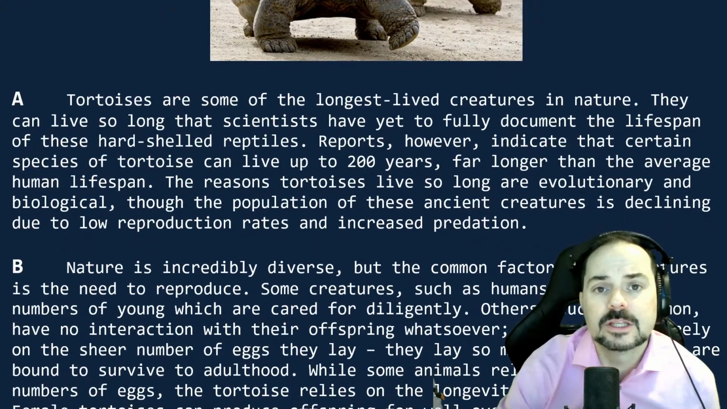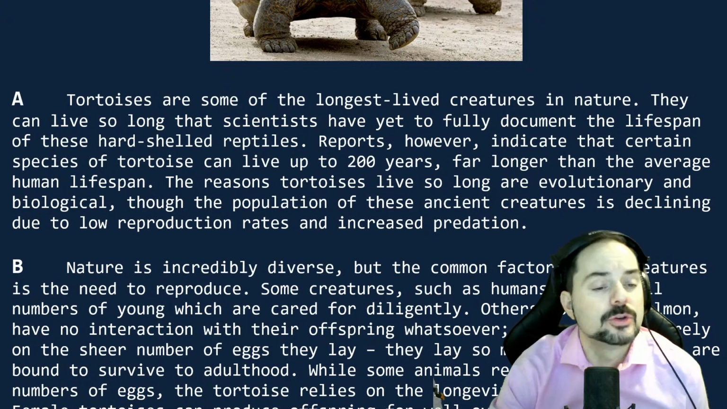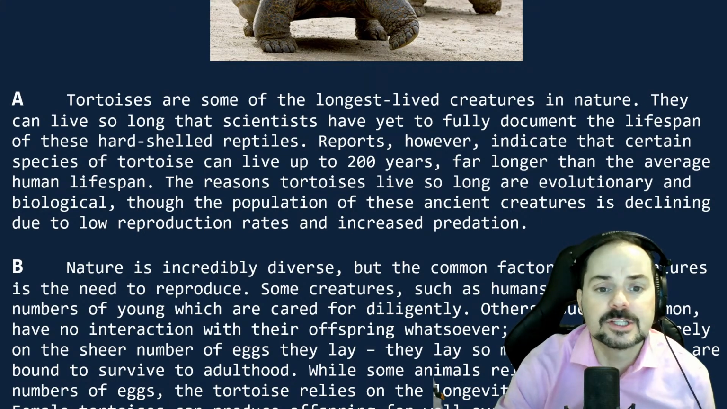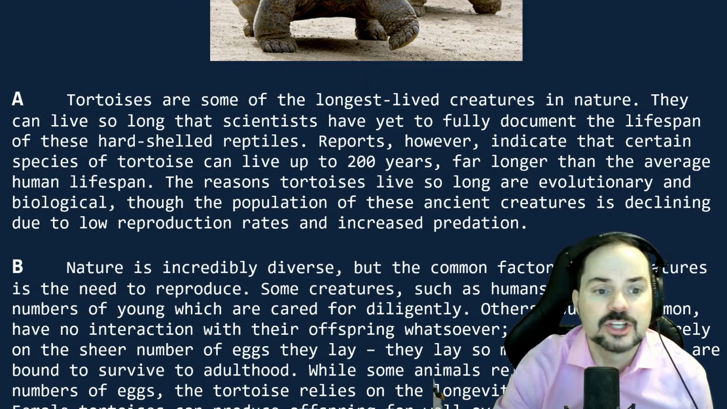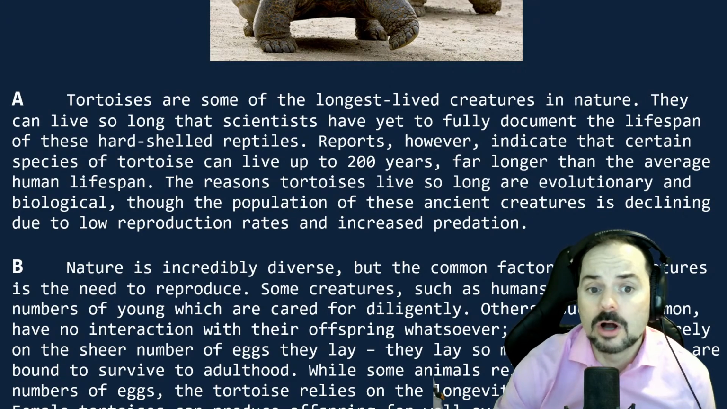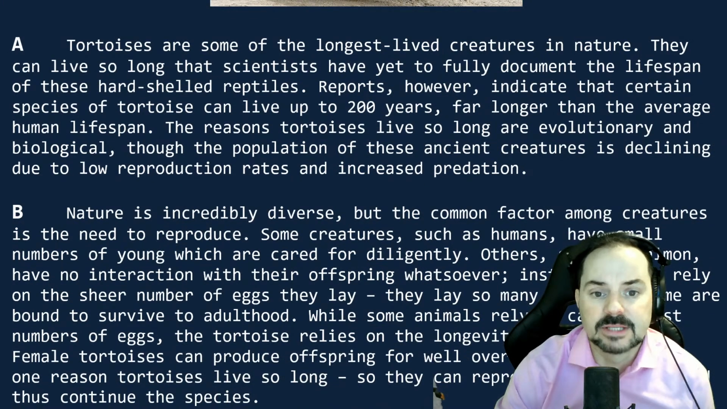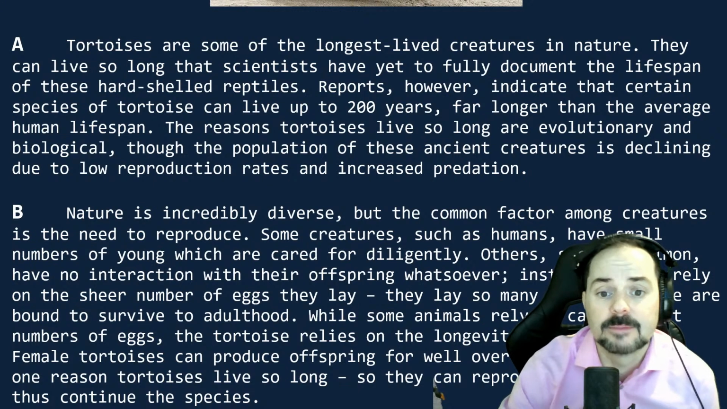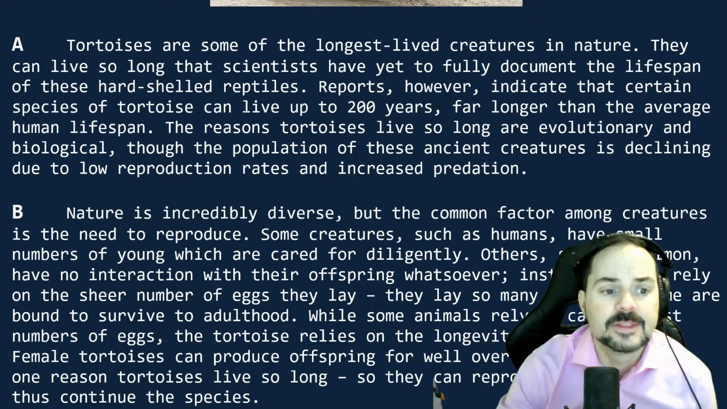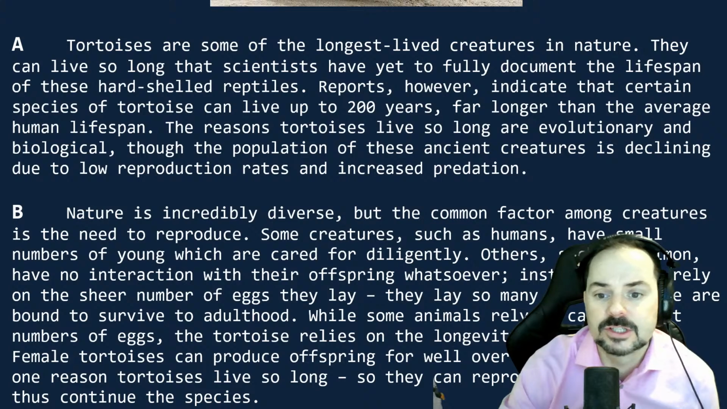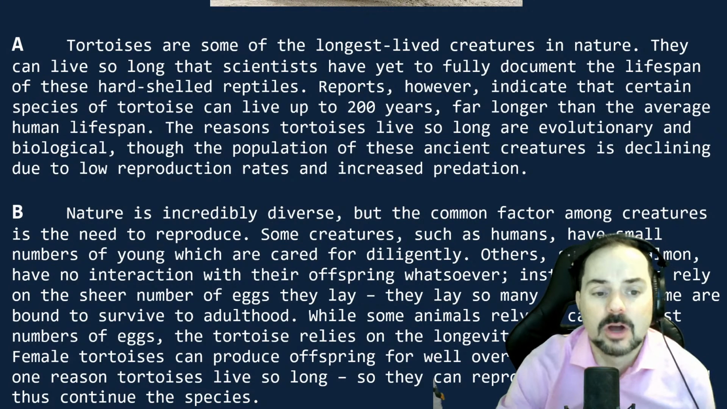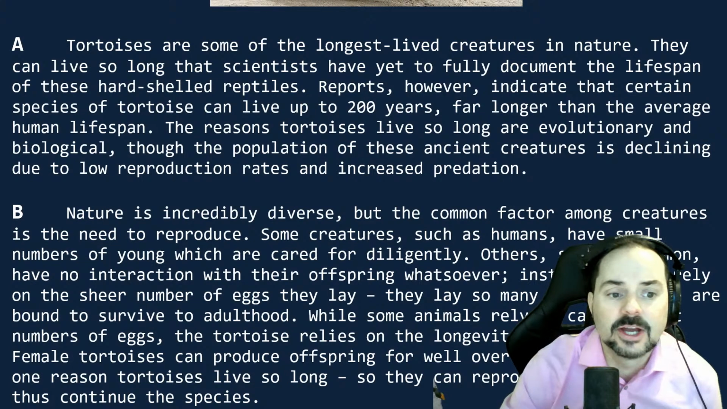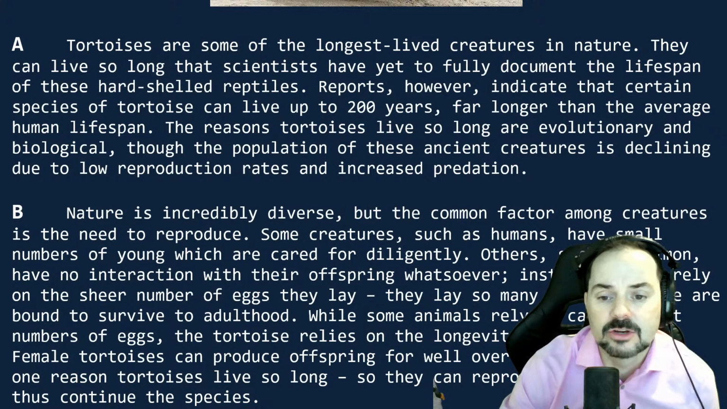Here we go. Again, read this introductory paragraph with me and I'll show you. So A, tortoises are some of the longest lived creatures in nature. They can live so long that scientists have yet to fully document the lifespan of these hard-shelled reptiles. Reports, however, indicate that certain species of tortoise can live up to 200 years, far longer than the average human lifespan. The reason tortoises live so long are evolutionary and biological, though the population of these ancient creatures is declining due to low reproduction rates and increased predation.